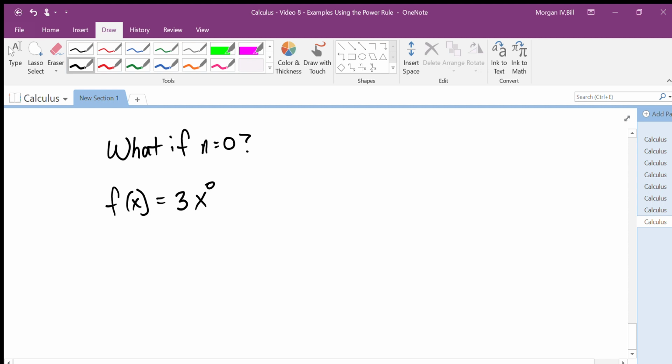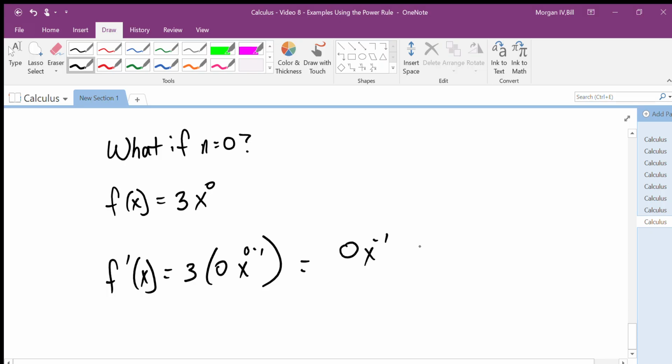F of x is equal to 3x to the 0. If I do the power rule, f prime of x is equal to 3 times 0, x to the 0 minus 1. Is equal to 3 times 0 is 0, x to the negative 1, or 0 over x, which is just 0, and so we have that whole thing. So power rule is a little bit weird here.